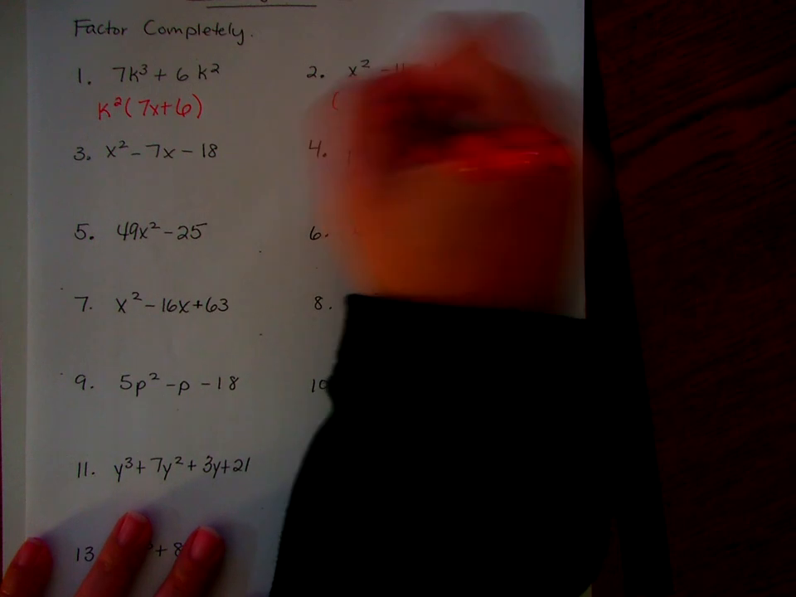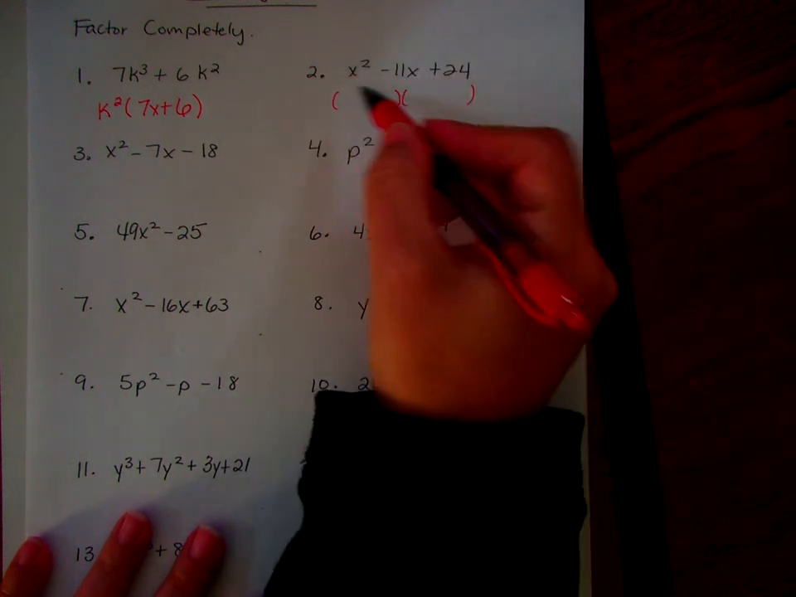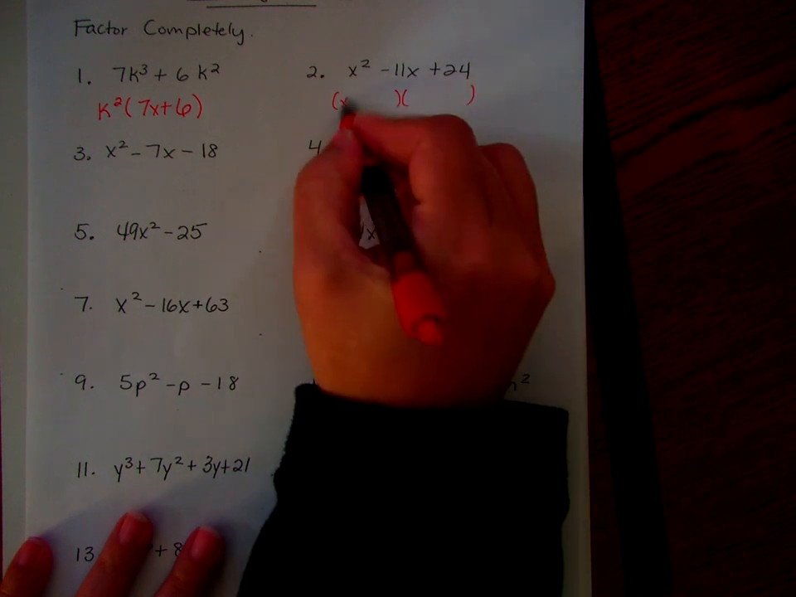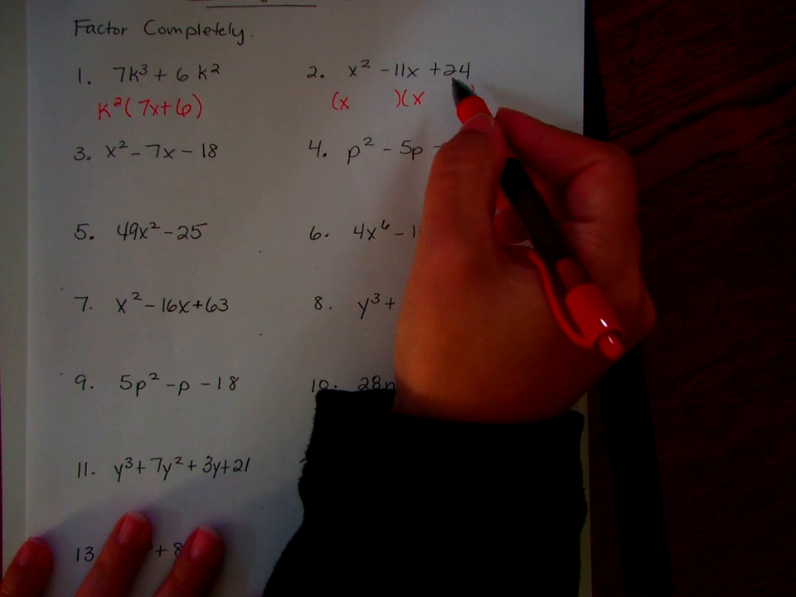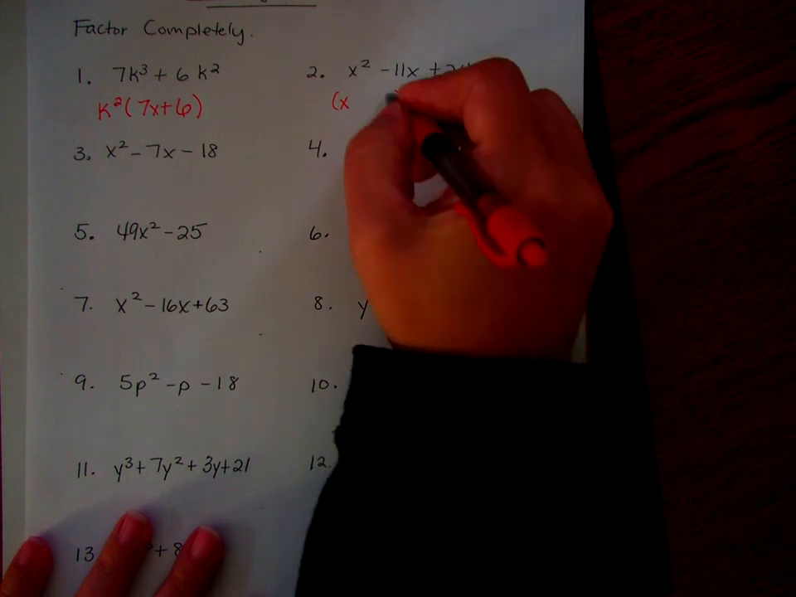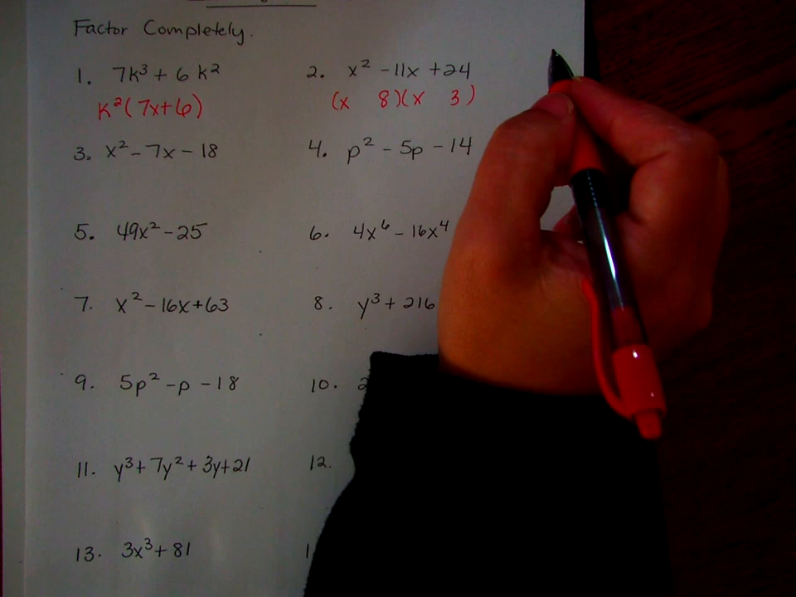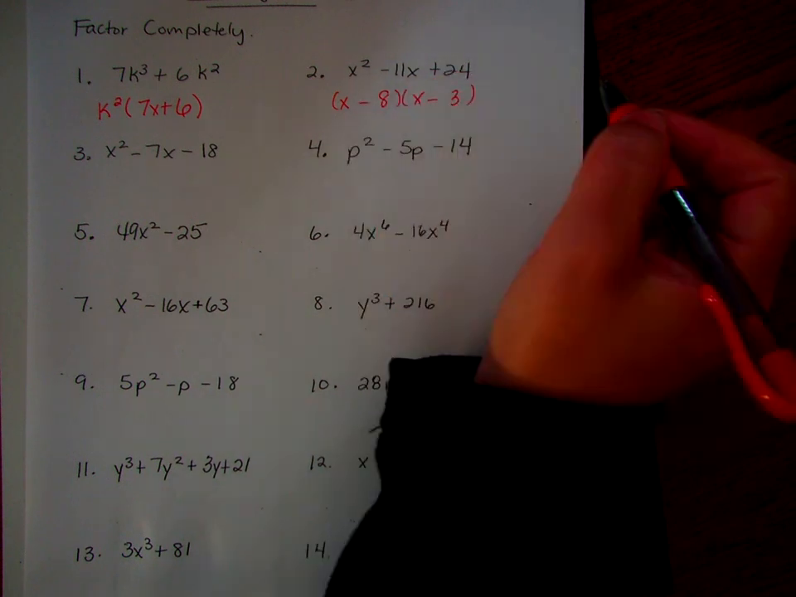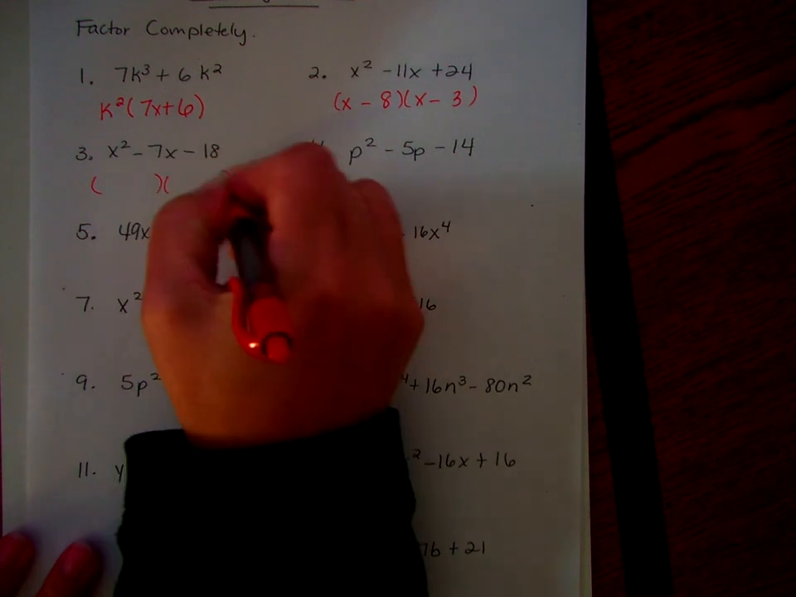Number two, it's a trinomial, so I know that I'm going to have two parentheses. Now, the first two terms have to multiply to get my x squared, so they're both going to be x. Then you say to yourself, what factors of 24 add to get 11? That is 8 and 3. Now, I need to multiply to get a positive, but add to get a negative, so that means they both have to be negative.